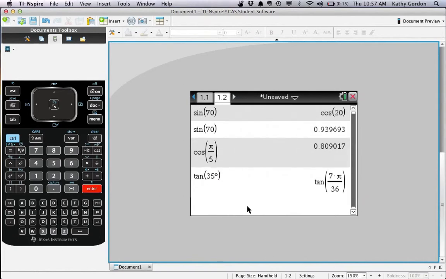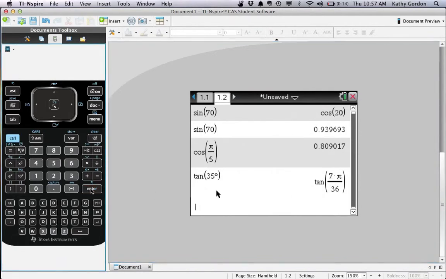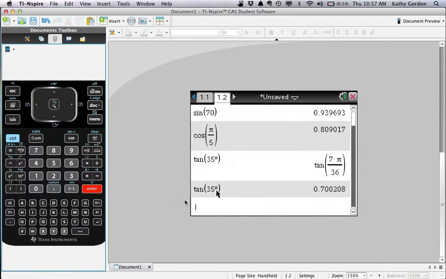So now when I hit enter, see how it changed it to radians for me? That's all nice and sweet of them, but really, again, I just want the decimal answer, and so it's going to be 0.700208. Okay, so that's what you need to do with your calculator to evaluate these.